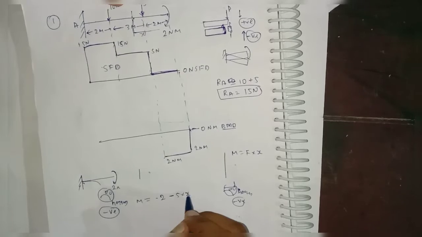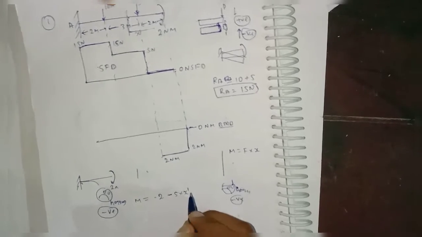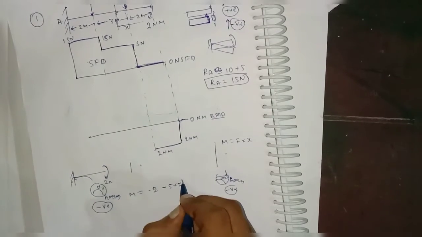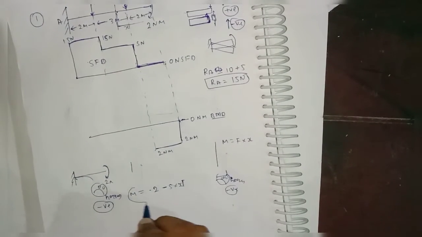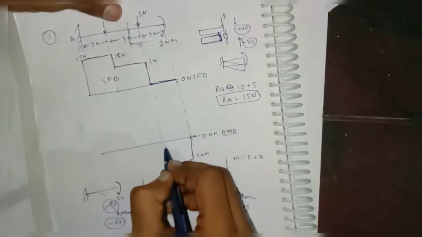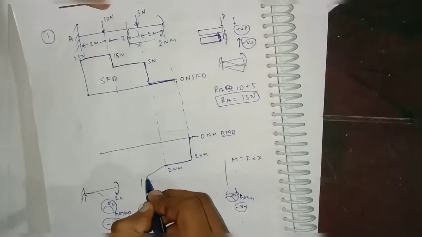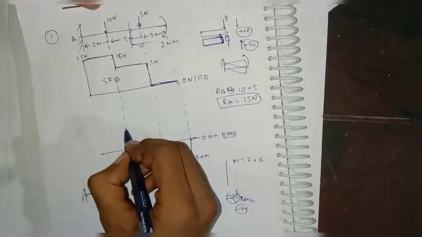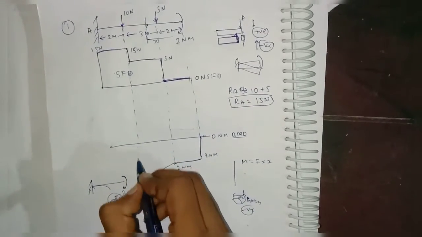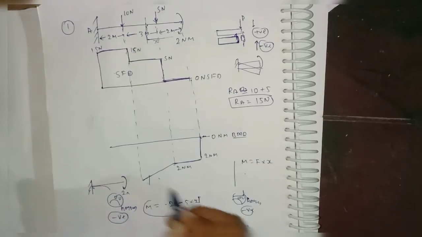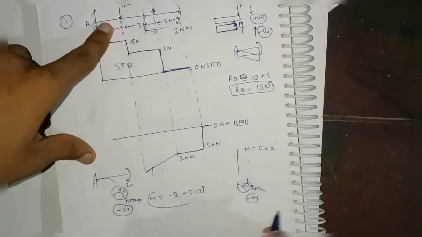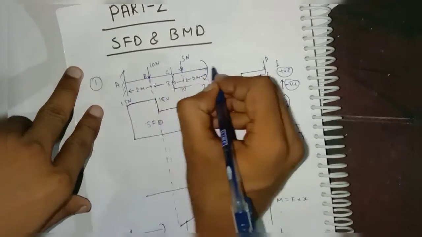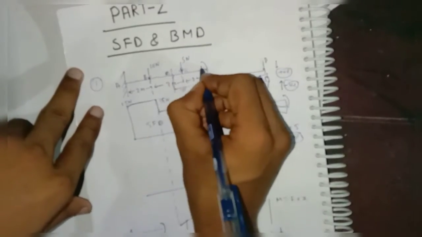In which curve will this come? This is nothing but linear only. As you are increasing your x, your moment is increasing, right? So this will increase linearly up to this point, okay. Up to this it will increase linearly. So here, how much moment are we getting? Suppose let's name it A, B, C, sorry, this is C and this is D, okay.